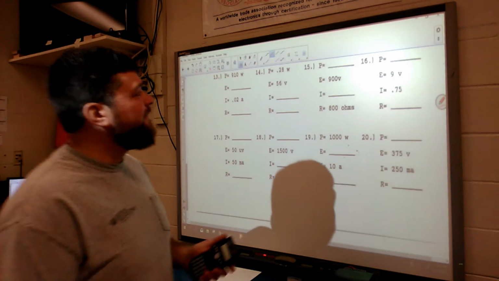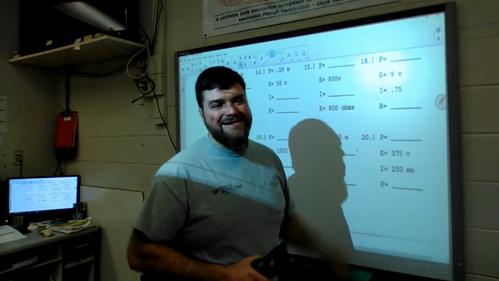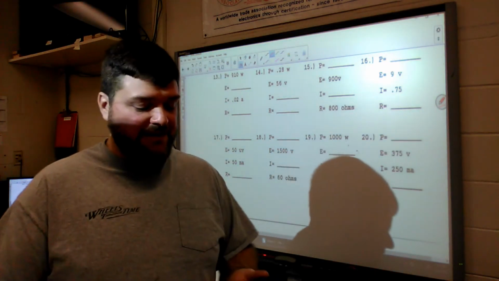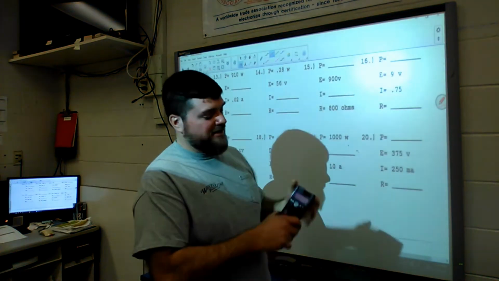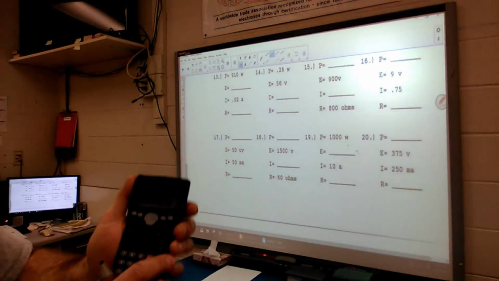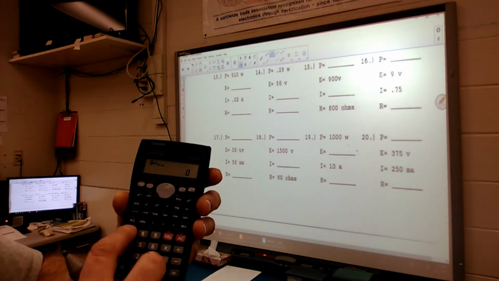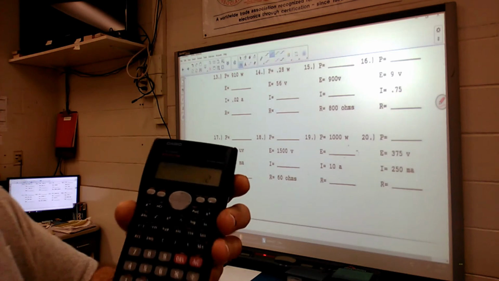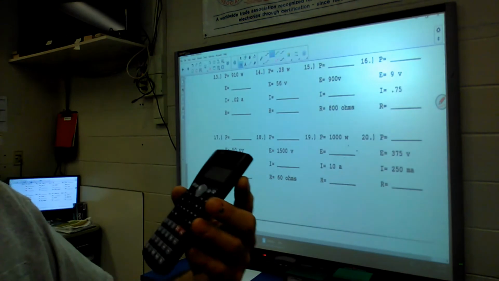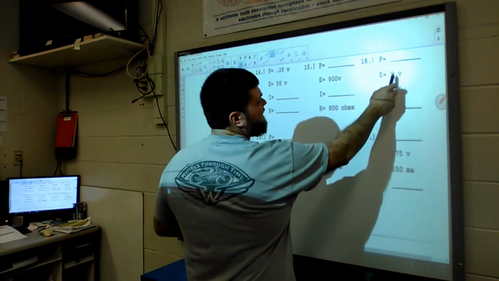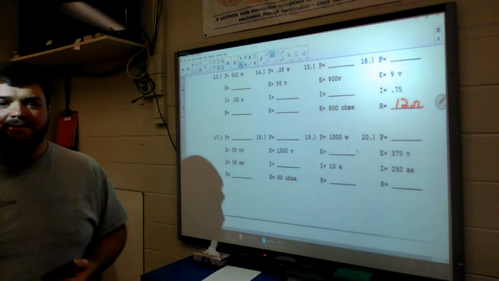Anyway, all right, so number 16. It says we have a voltage of 9 volts. We're drawing 0.75 amps, 750 milliamps, right? So how do you get a resistance? E divided by I gives you R. So if we go through, and if it's in the calculator, or in the camera here, 9 divided by 0.75 equals, can't see myself, looks like it says 12. Okay, so we took E divided by I, this is 12 ohms.